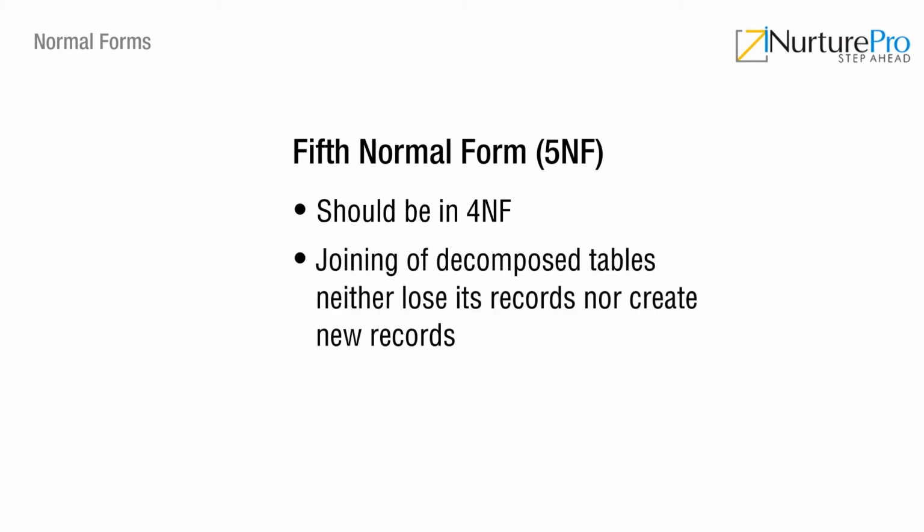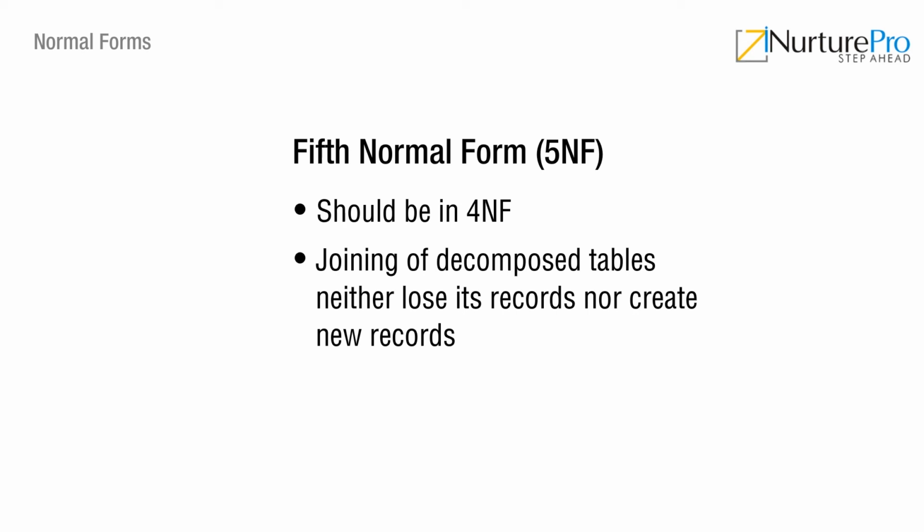Fifth normal form exists when the relations in fourth normal form still have a problem. The relation is said to be in fifth normal form if it satisfies two conditions. The first condition is that the relation must be in fourth normal form. And the second condition is if we decompose the table further to eliminate redundancy and anomaly, the joining of decomposed tables neither lose its records nor create new records. If these two conditions are satisfied, then we can say the relation is in fifth normal form.